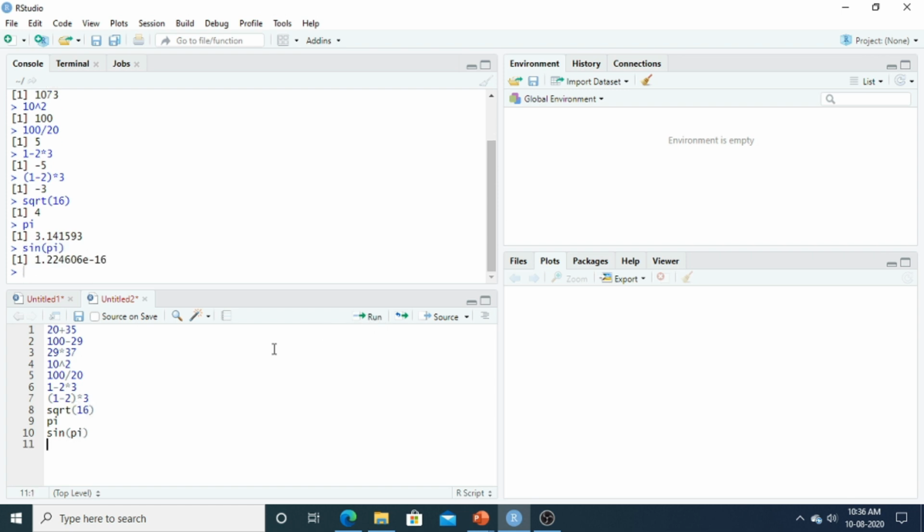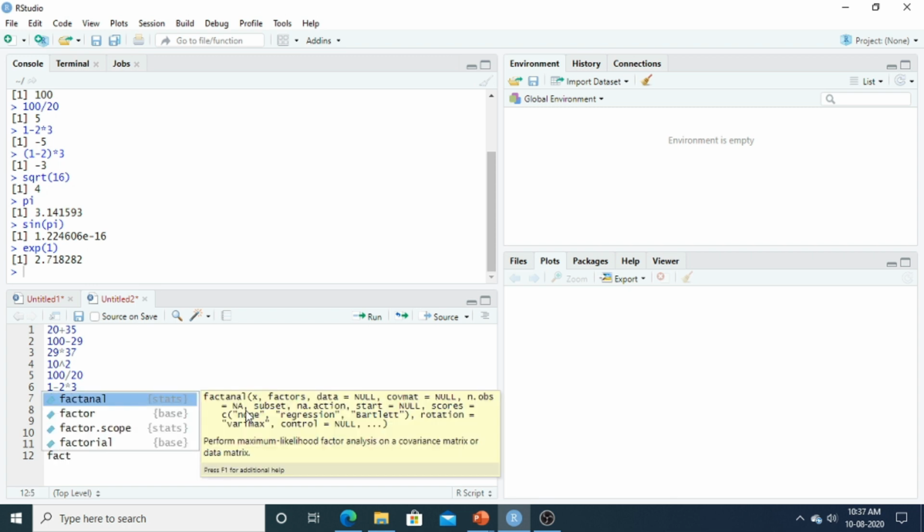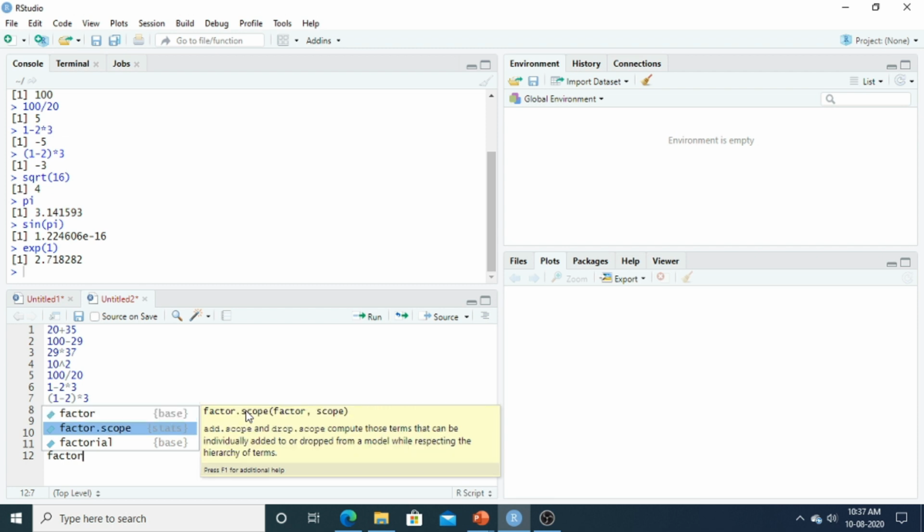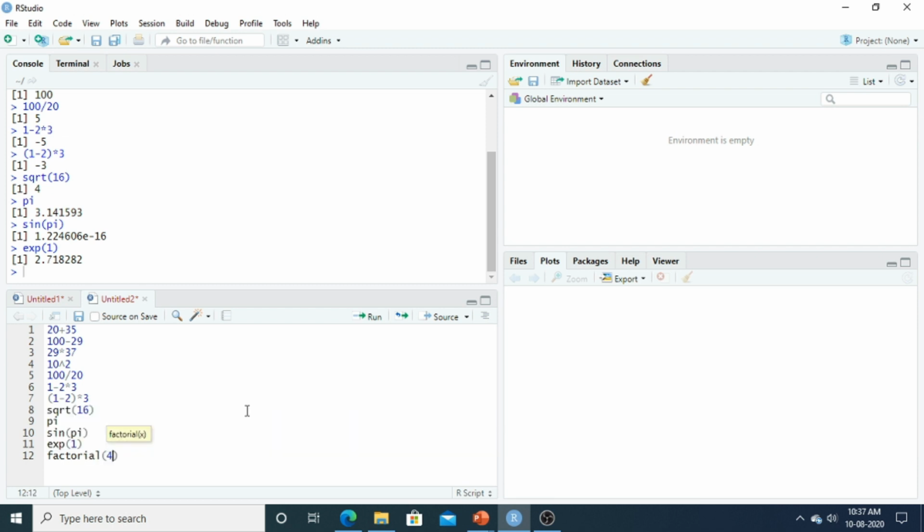Similarly, for other mathematical functions, suppose you want to obtain sine pi. Actually sine pi is 0, so this value, by default you are getting, is e power minus 16, which is a very small number, you can say this is 0. And similarly, suppose you want the exponential value of 1, which is 2.718. Similarly, if you want to obtain factorial 4, this is equal to 24.